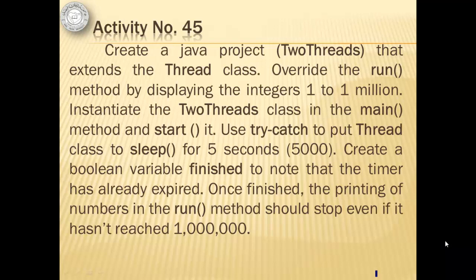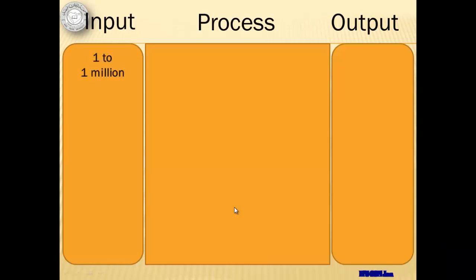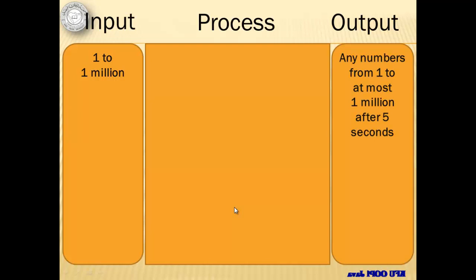This means that the first thread in this project counts and prints the numbers from 1 to 1 million, while the other thread sleeps for 5 seconds and then wakes up. After it wakes up, the first thread should stop as well even if it hasn't reached a million yet. We will consider our input as the numbers 1 to 1 million. Our output will be the numbers that can be printed for 5 seconds.